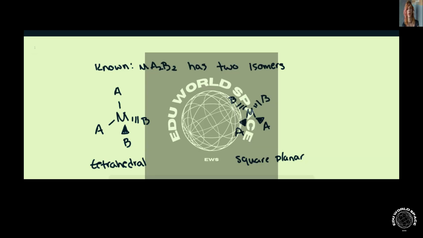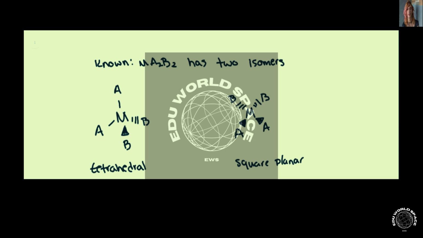This question is asking us to determine whether or not a complex is square planar or tetrahedral when we know that the complex has two isomers. And this complex that they're giving us is a metal with two ligands of A and two ligands of B's, or MA2B2. And in order to answer this question, we need to know a little bit about isomers and a little bit about these tetrahedral and square planar geometries.